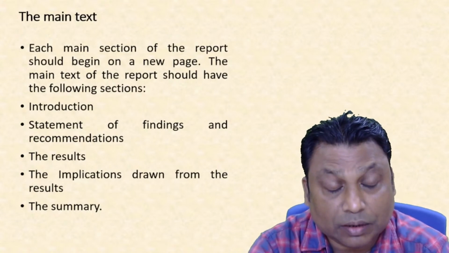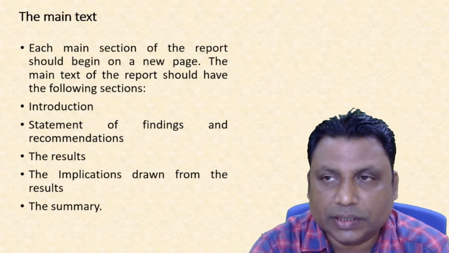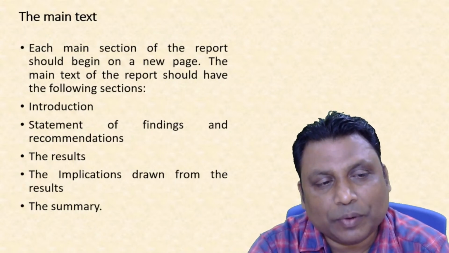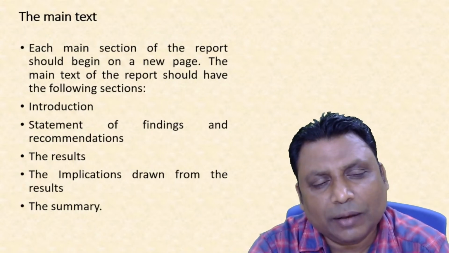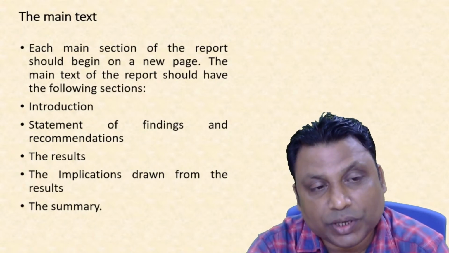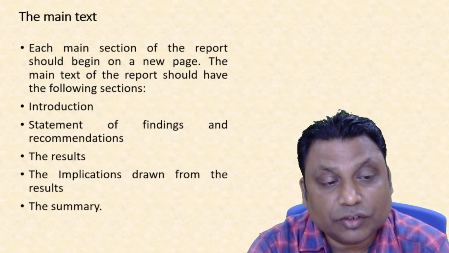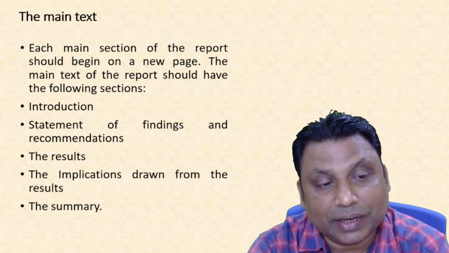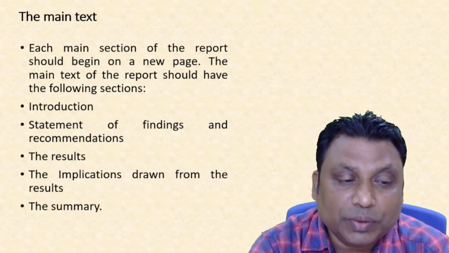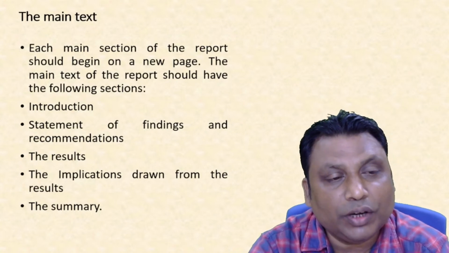So that means what happened? Now suppose every chapter you are writing, chapter 1, chapter 2, chapter 3, chapter 4, up to the end, conclusion. So in every chapter you write one introduction, and finally you have to write the conclusion or summary. In between the introduction and the conclusion or the summary, you have to write the statement of the finding and recommendation, the results, the implementation drawn from the results. So in this way, you can write each chapter of your main text.